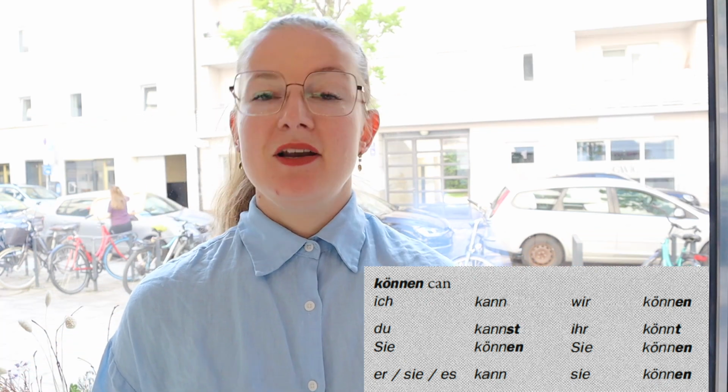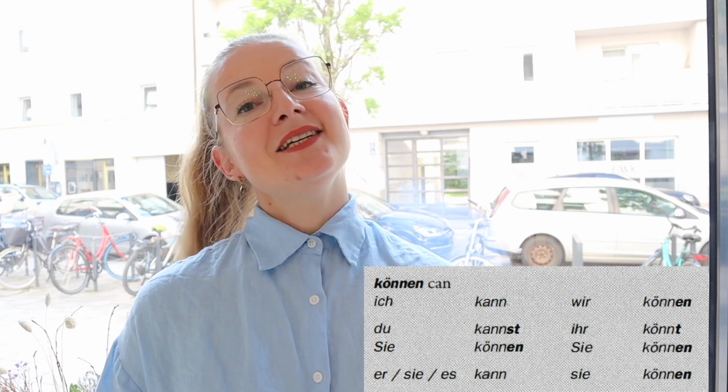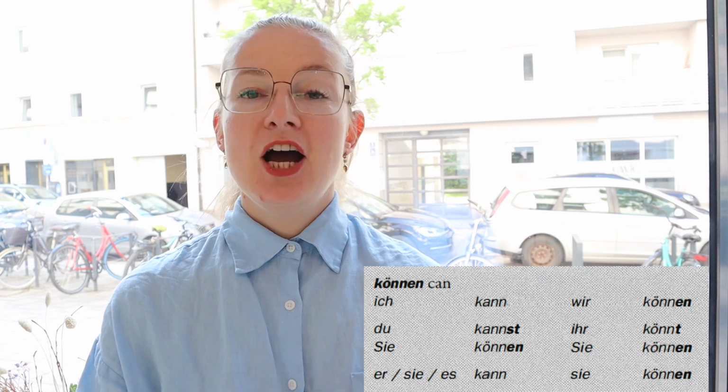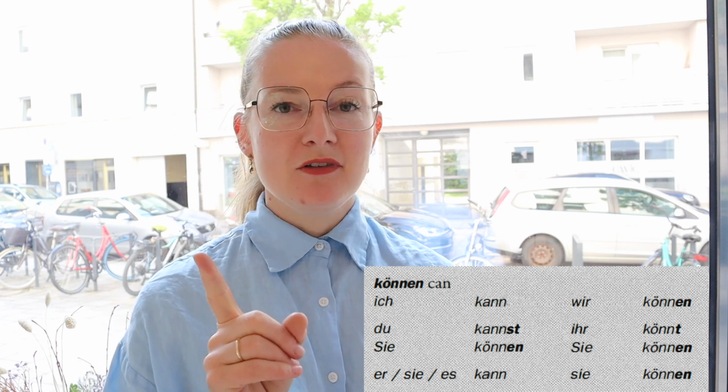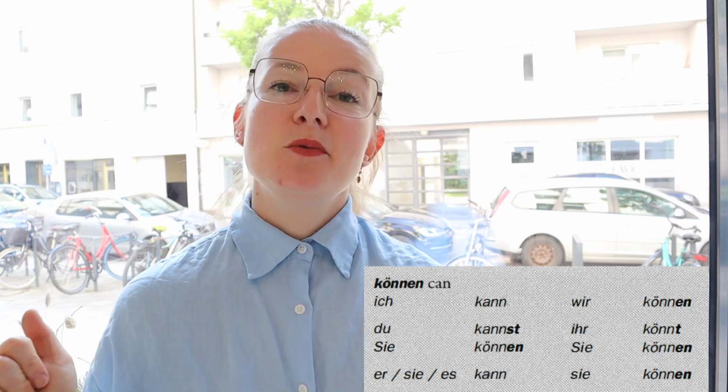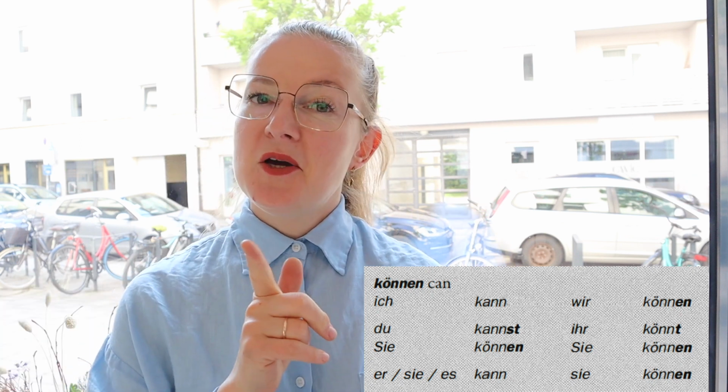The first person singular and the third person singular are identical. Ich kann, er kann, sie kann, es kann. Also the first person plural, wir, and the third person plural, they, sie, are identical as well. But this we do know based on the first lesson, don't we?